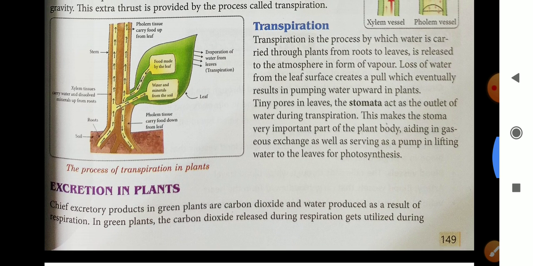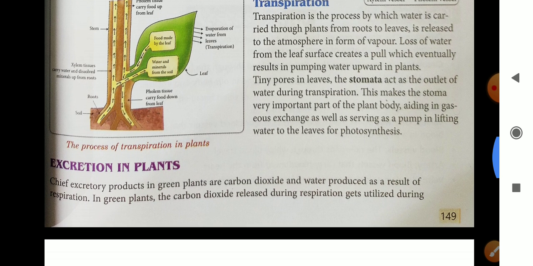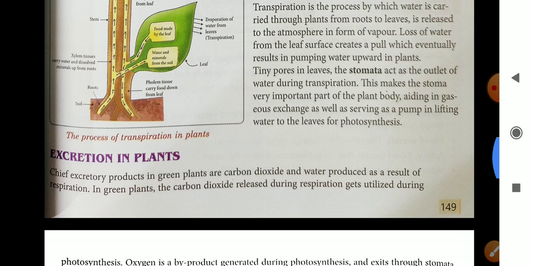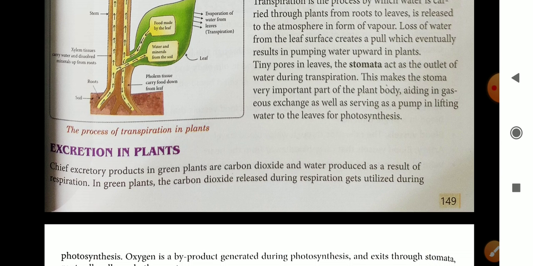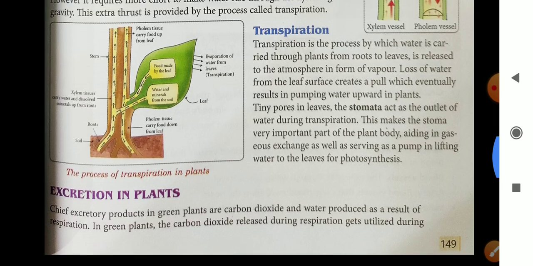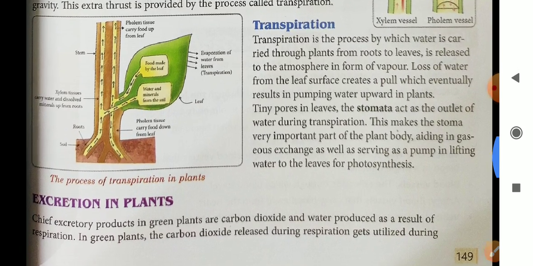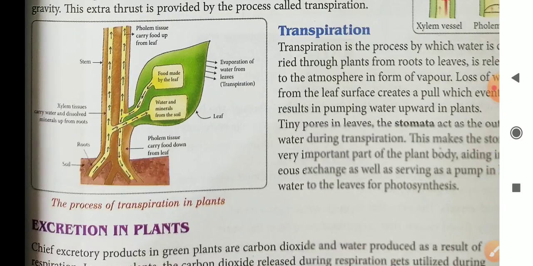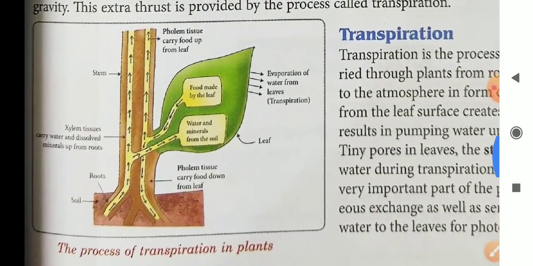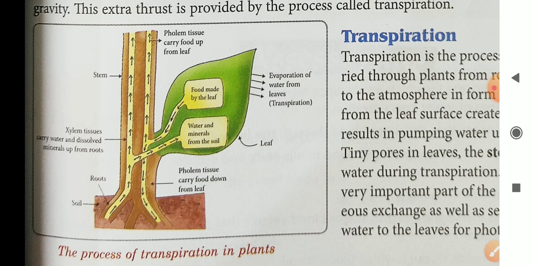The tiny pores present in leaves are known as stomata, which act as the outlet of water during transpiration. And this makes the stoma a very important part of the plant body, aiding in gaseous exchange. This is very clear from this figure, the process of transpiration in plants.